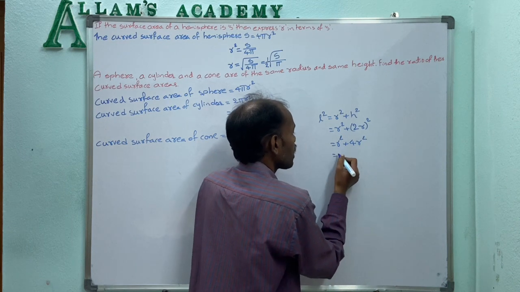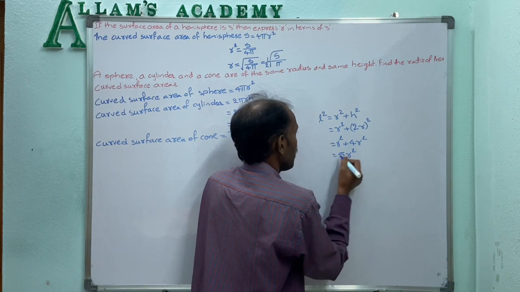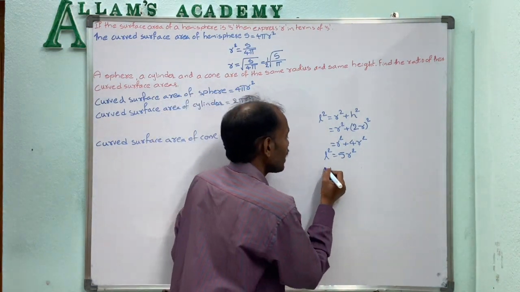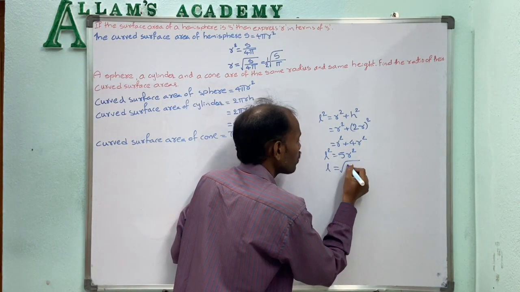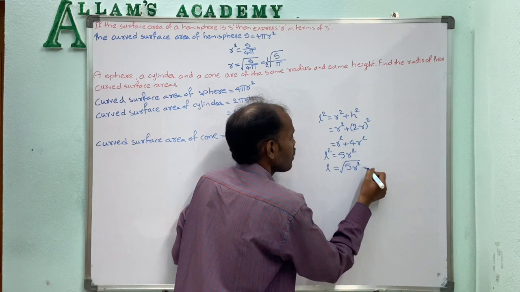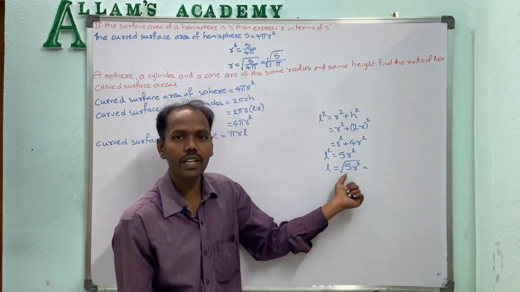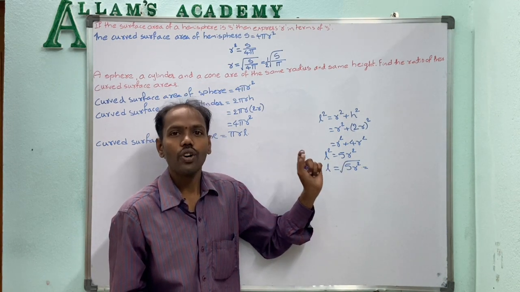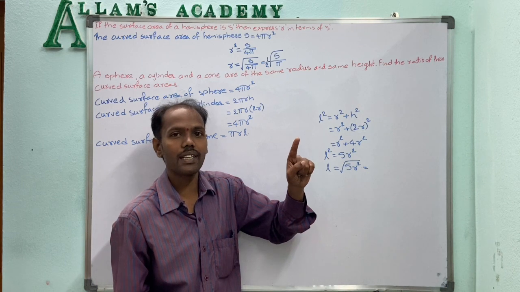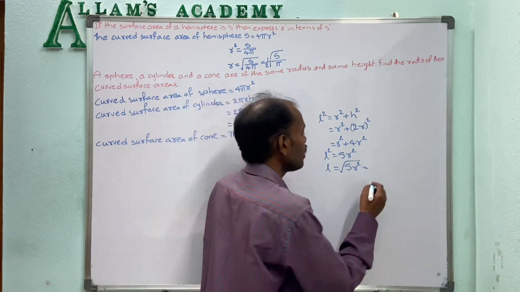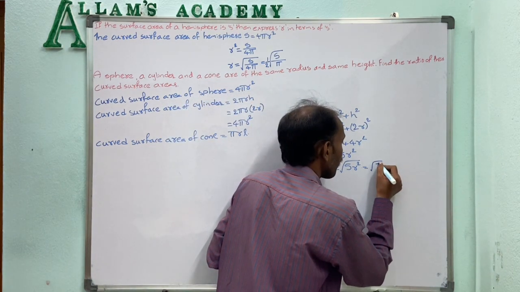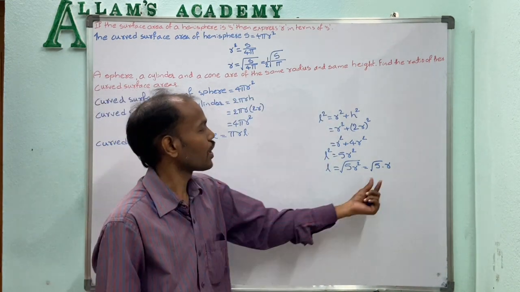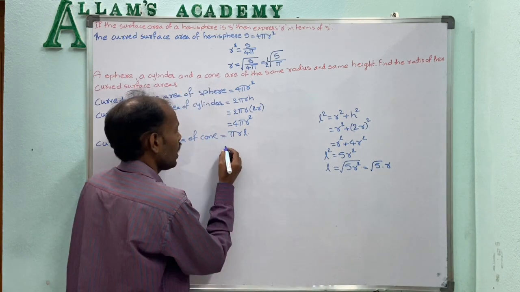So 4r² + r² = 5r². So L² = 5r². Then L = √(5r²). Since √(xy) = √x × √y, that means √5 × √(r²). The square root of r² is nothing but r, since the square and root cancel. So L = √5 r. So here, in place of L, we now write √5 r.